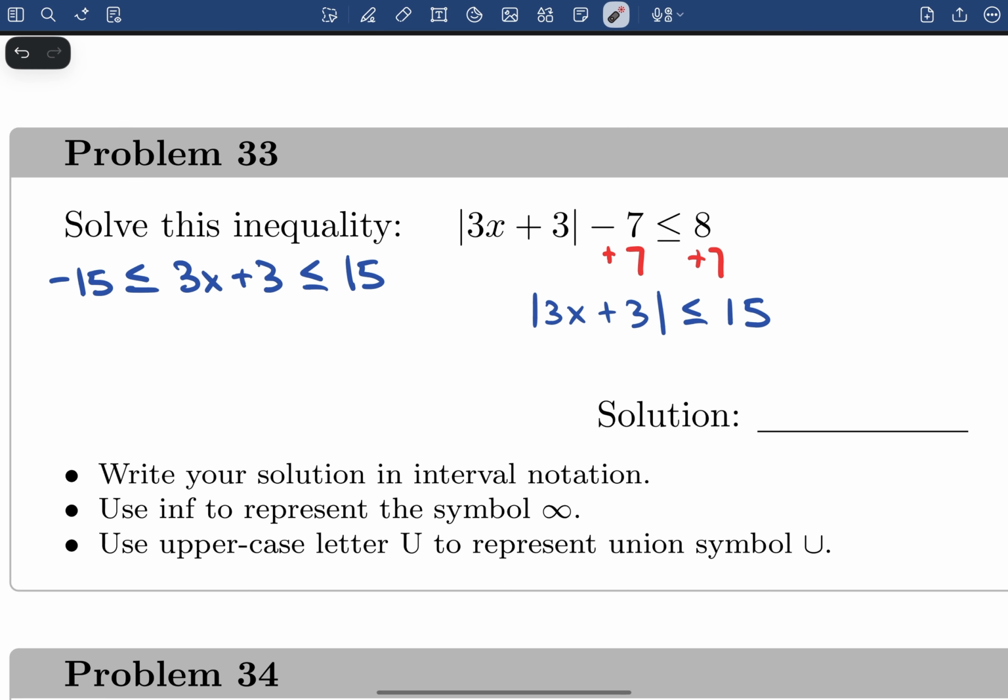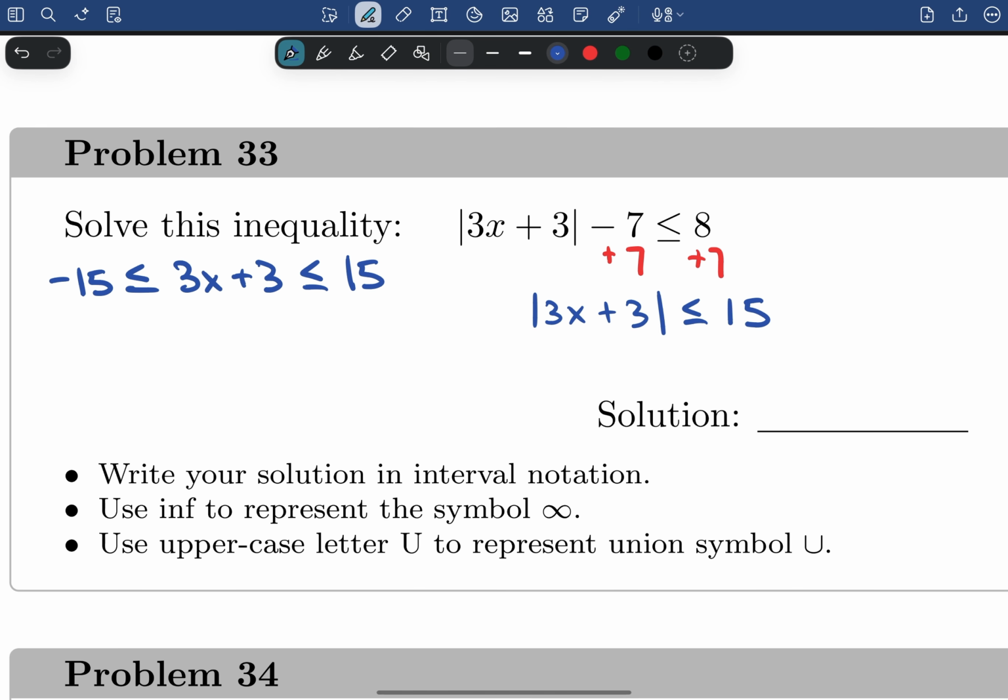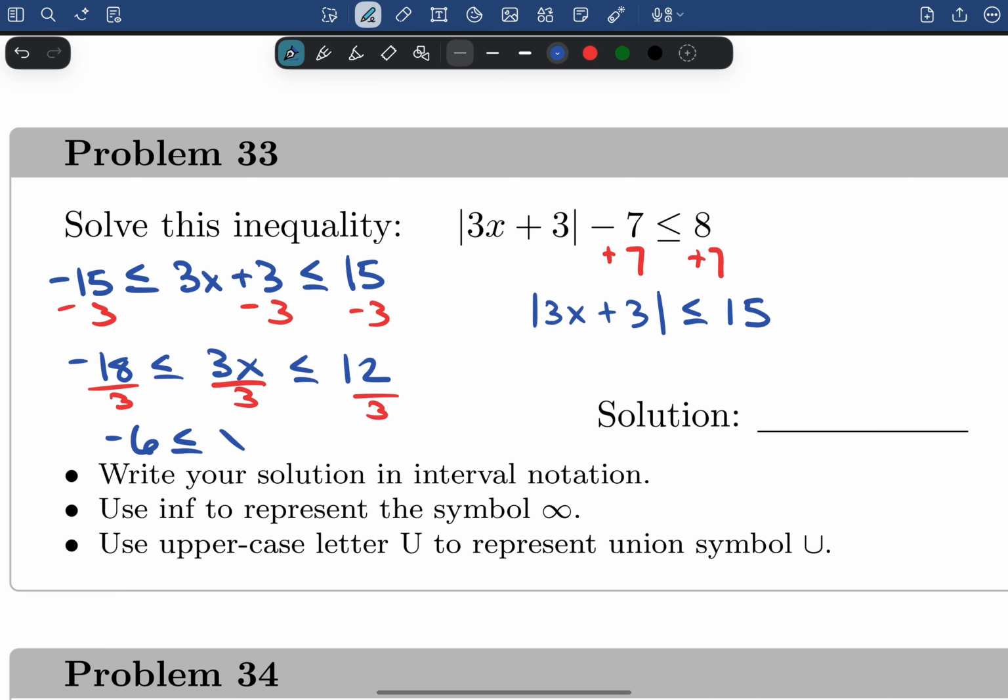Now we need to solve this double inequality for x. So you'll see me do all the operations to get x alone. I'm going to subtract 3 in all 3 parts of this. Negative 15 minus 3 is negative 18. And that's less than or equal to 3x, which is less than or equal to 15 minus 3, which is 12. I now divide by 3 across the double inequality. Negative 18 divided by 3 is negative 6, which is less than or equal to x, which is less than or equal to 12 divided by 3, which is 4. And this is my result.